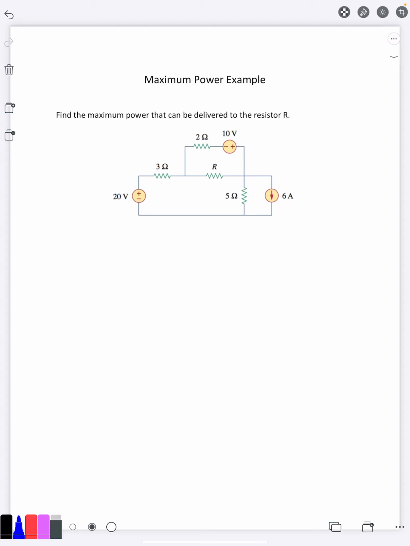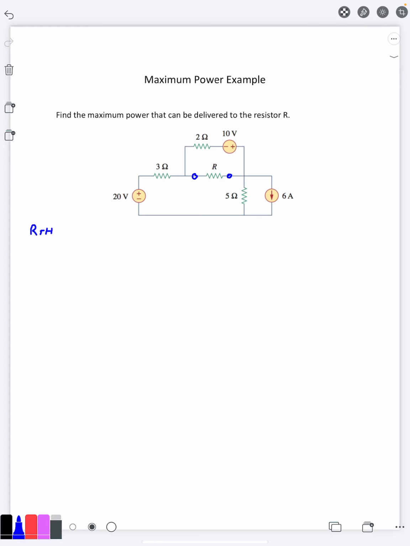So what we're going to do is basically remove this resistor here and treat this as our two nodes to try to find our Thevenin equivalent. Now in this case, we are in case 1 where there are only independent sources. So if I want to find my R Thevenin, I will go ahead and turn off all of my sources.